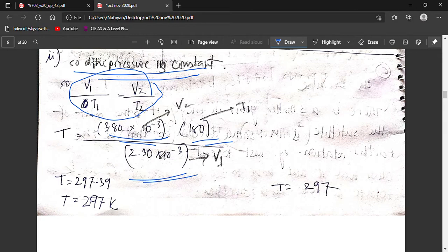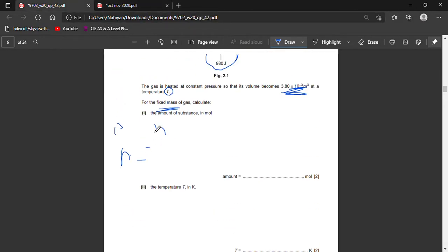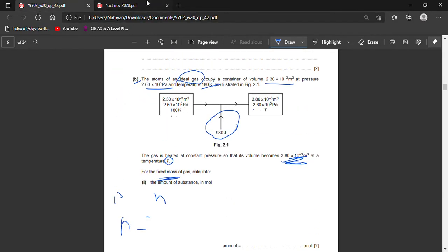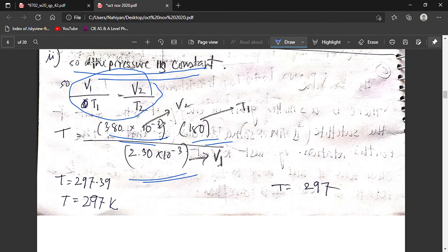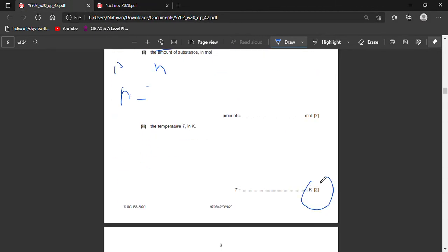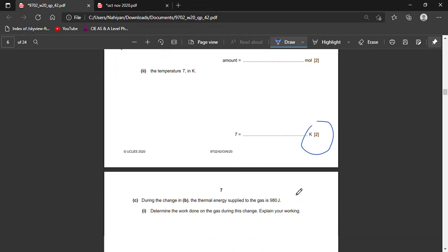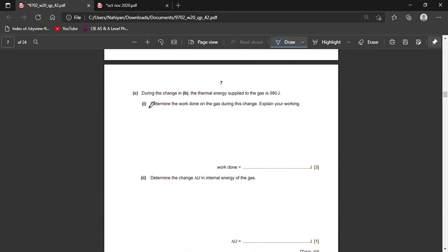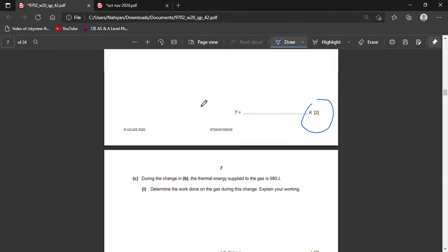So when you substitute all the values, from here, you get the T1. The temperature has to be in Kelvin, by the way. It acts for Kelvin also. Yeah, T2 you'll have to write in Kelvin. This is the rule.